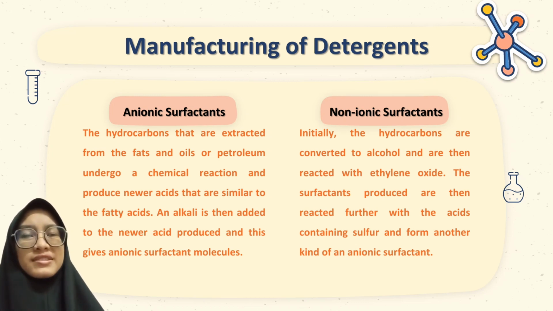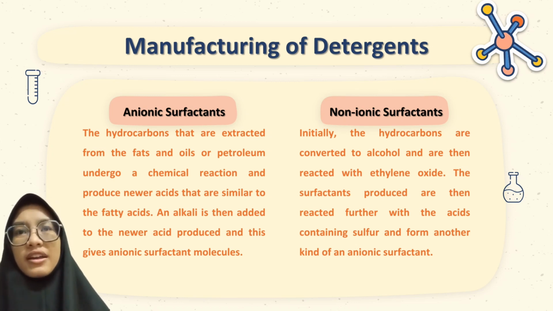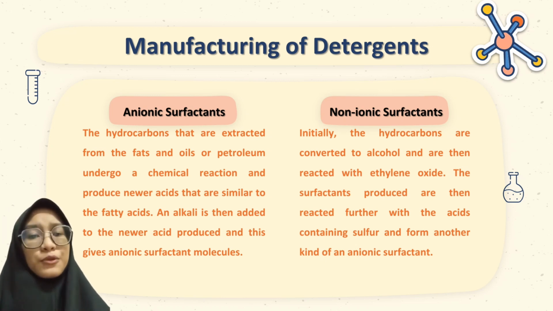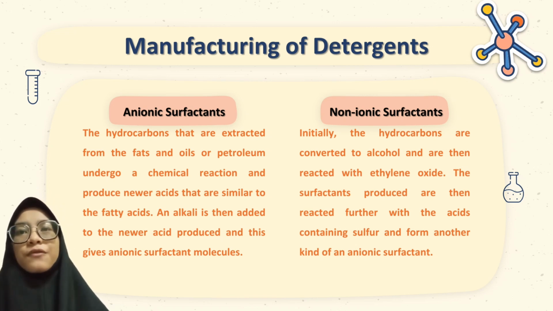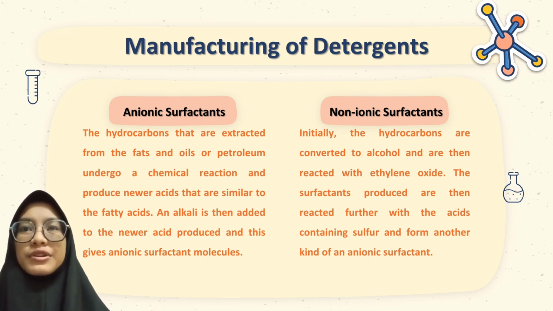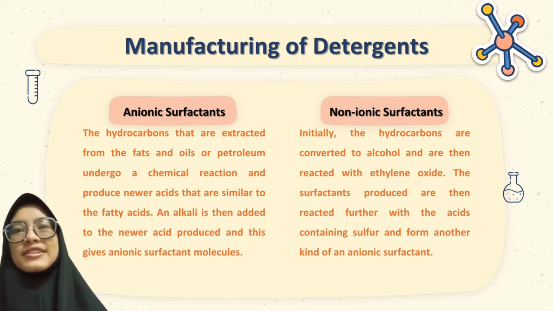Manufacturing of detergents. There are two ways to make detergents. First, anionic surfactants. The hydrocarbons extracted from fats and oils or petroleum undergo a chemical reaction and produce new acids similar to fatty acids. An alkali is then added to the new acid produced, and this gives anionic surfactant molecules. The other way is non-ionic surfactants. Initially, the hydrocarbons are converted to alcohol and then reacted with ethylene oxide. The surfactants produced are then reacted further with acids containing sulfur to form another kind of anionic surfactant.